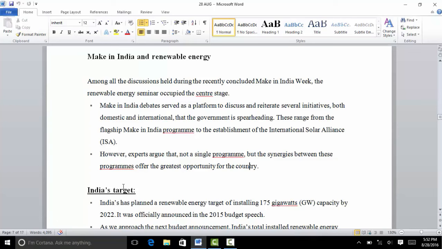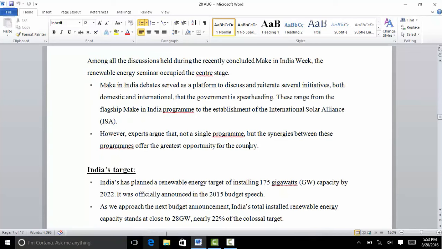National Solar Mission is part of NAPCC, the National Action Plan for Climate Change. You should remember this name. It was introduced by the earlier government, Manmohan Singh's UPA 2, and it has 8 components, and one of them is the Jawaharlal Nehru National Solar Mission, which was taken up in a big way by this government, given Modi's interest in solar and how he went about spreading solar panels and solar projects in Gujarat.